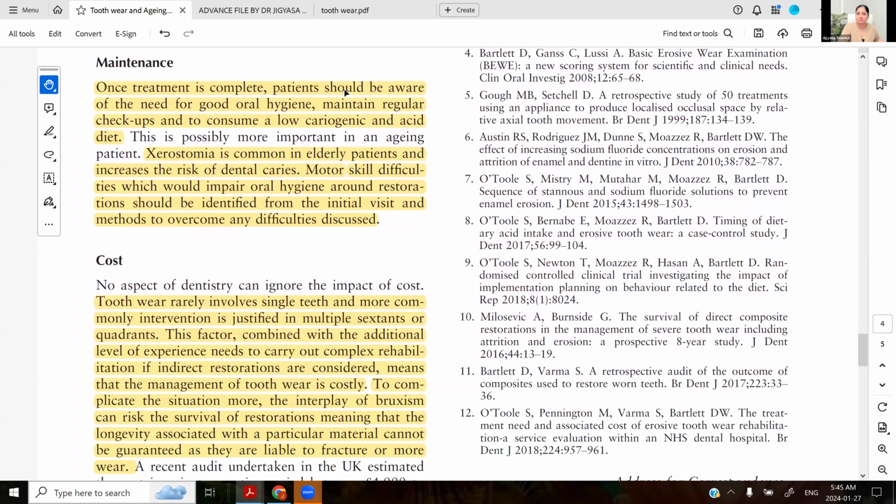Once the treatment is completed, the patient should be aware of the need for good oral hygiene, maintain regular checkups, and consume a low cariogenic and acidic diet. Xerostomia is common in elderly patients and increases the risk of dental caries. Motor skill difficulties, which would impair oral hygiene around restorations, should be identified from the initial visit, and methods to overcome any difficulties should be discussed.